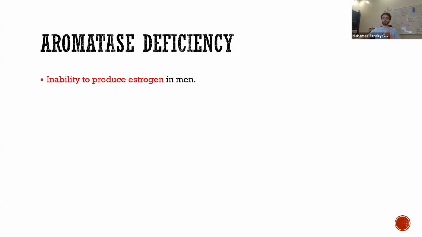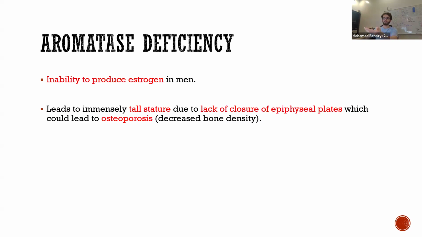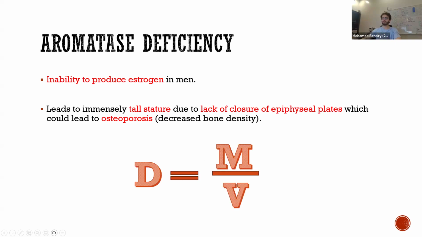In a patient or a person without this estrogen, he's going to be immensely tall. The epiphyseal plates just don't close. He keeps getting taller and taller and taller. This will lead to osteoporosis. What is osteoporosis? Decreased bone density. Now, for you guys to remember why it causes osteoporosis, I'm going to explain it with an equation we used to take back in school: density equals mass over volume. Osteoporosis means decrease in bone density.